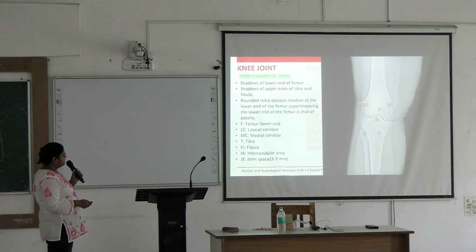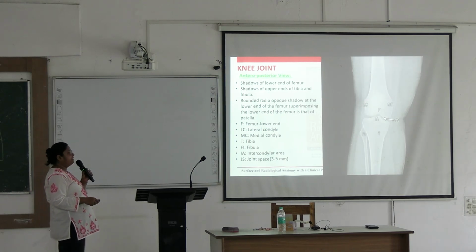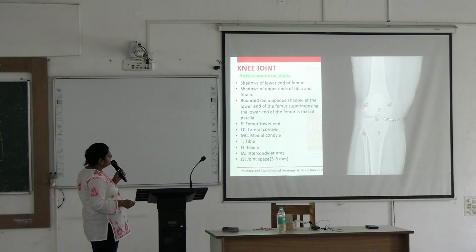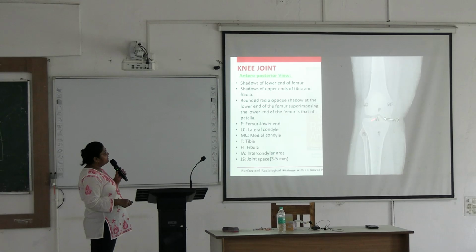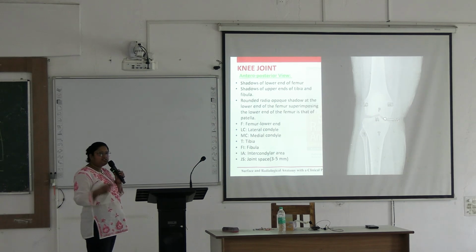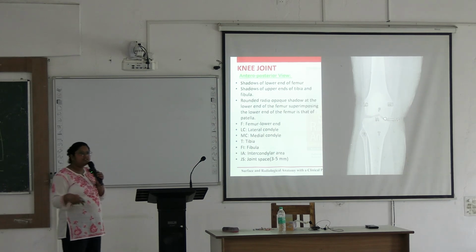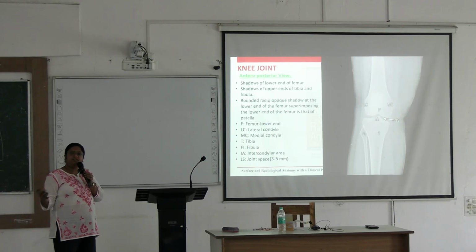And see, these are the presenting parts. Lower end of femur presents this lateral condyle, medial condyle. Tibia also presents lateral and medial condyle. IA is intercondylar area. Here is the joint space. The black portion is the joint space, which contains the synovial fluid and the meniscus.